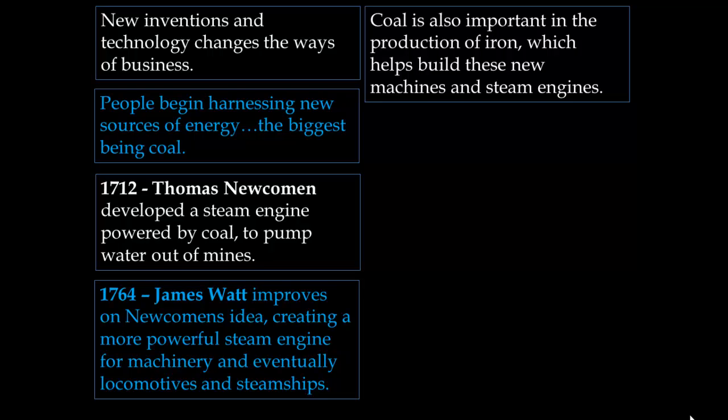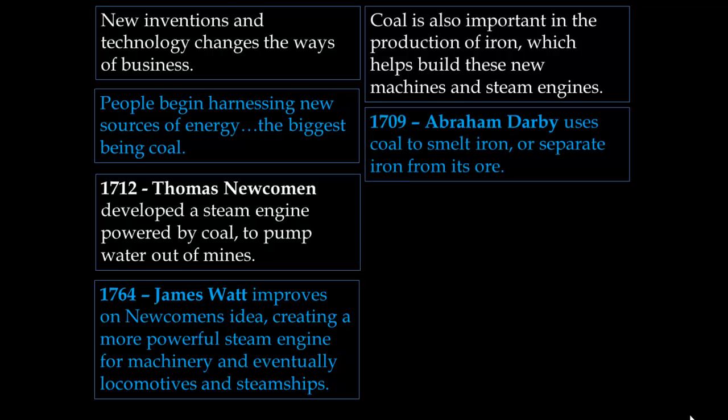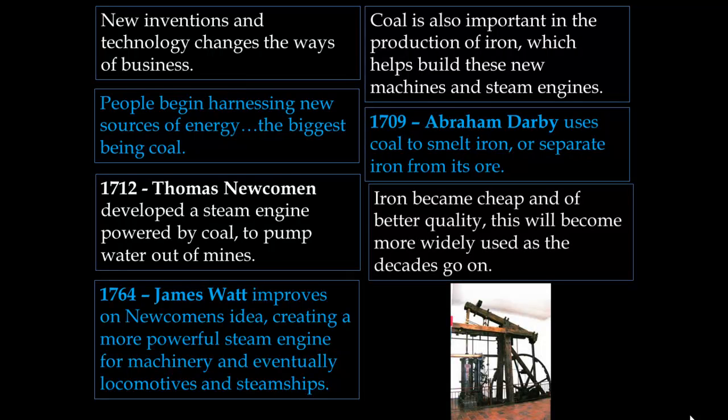Coal is also important in the production of iron. And iron is important because it is going to help build these new machines and steam engines. In 1709, a man by the name of Abraham Darby is going to begin using coal to smelt iron. What that means is the process of separating iron from its ore. Why this is important is because iron becomes cheaper and of better quality, which means it can be used more widely. This use is going to increase decade by decade. It's going to be used in machines, steam engines, locomotives, and actually Abraham Darby builds the first iron bridge as well. So what we're seeing is the Industrial Revolution is changing every part of people's lives. It's changing the way they eat, the way they work, the way they interact, where they live. And this is going to be a continuing trend.